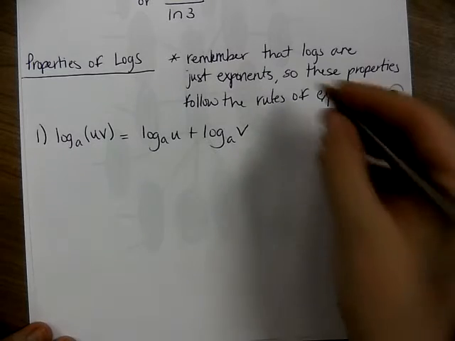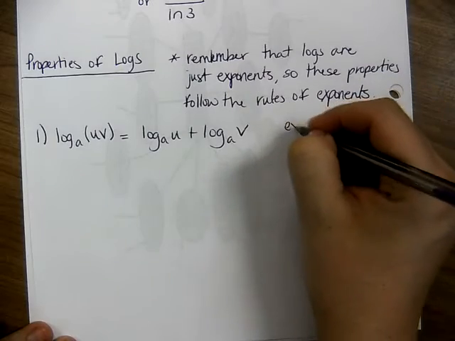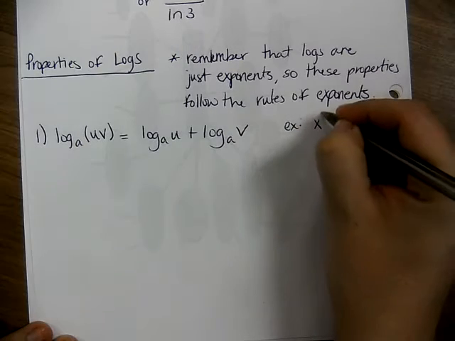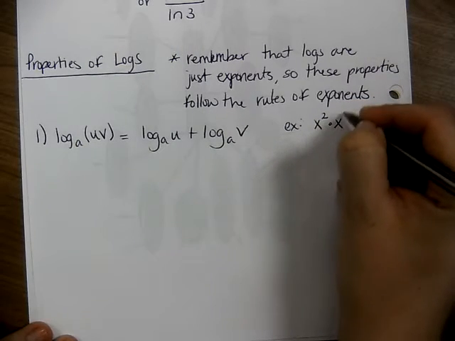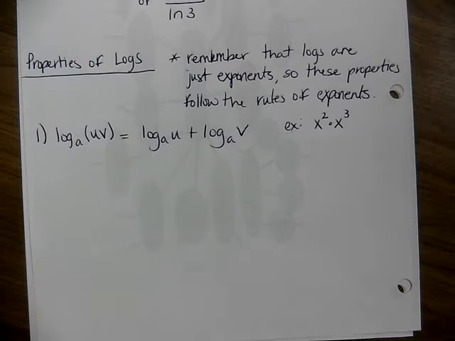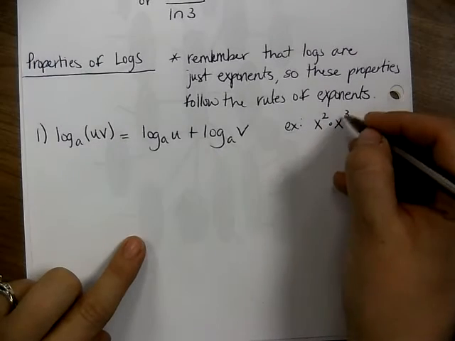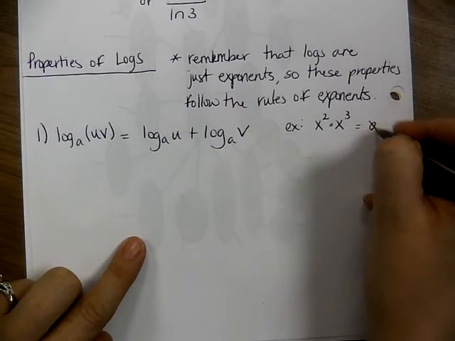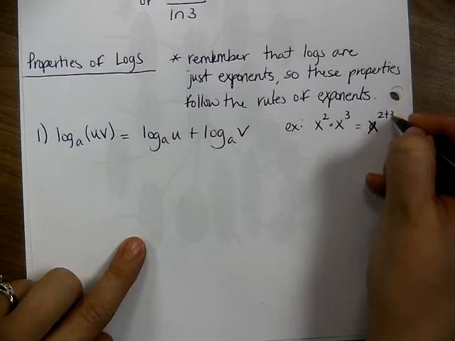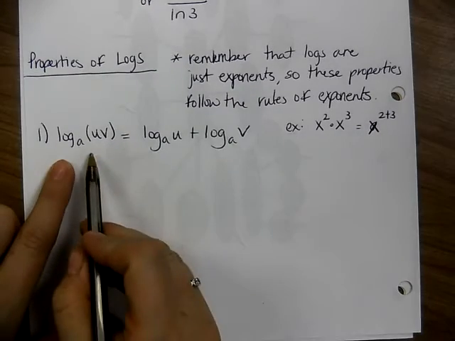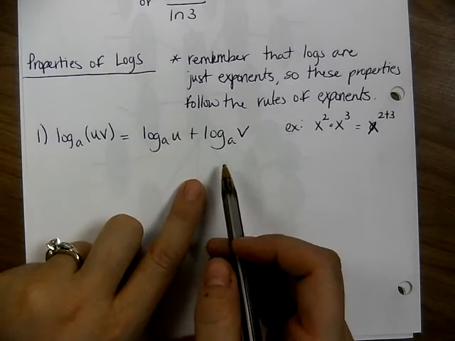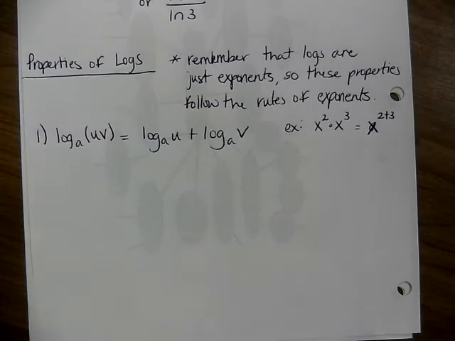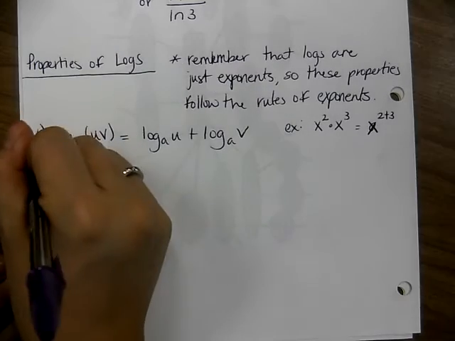Think about this. If you think about x squared times x cubed, what do you do in order to condense or combine those two? You add exponents, right? So multiplication is actually when you add exponents, and that's why multiplication goes with addition, okay? Because they're just like exponents. They follow the rules of exponents.